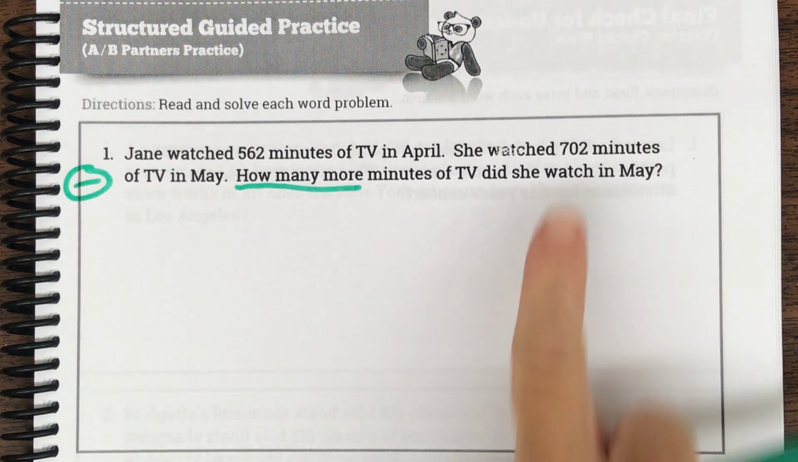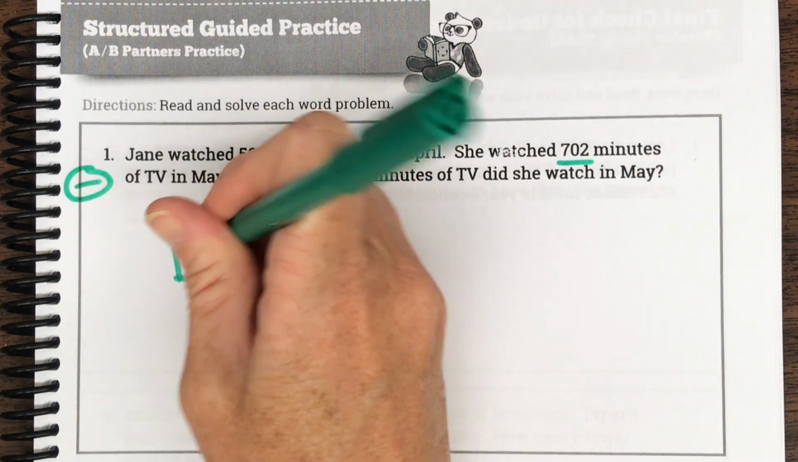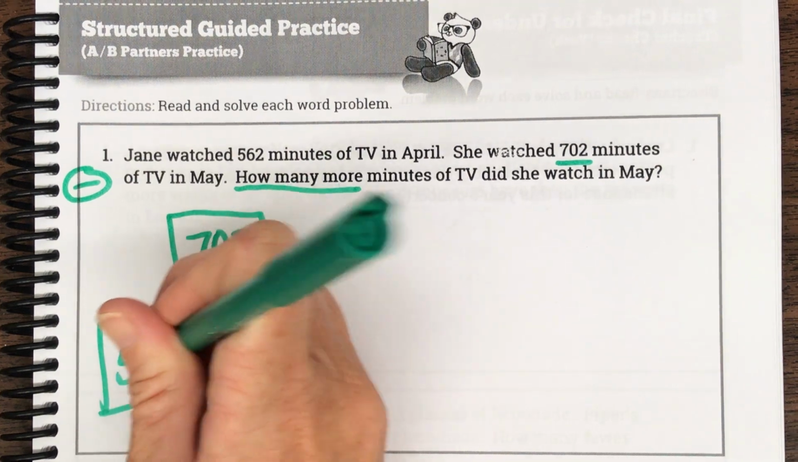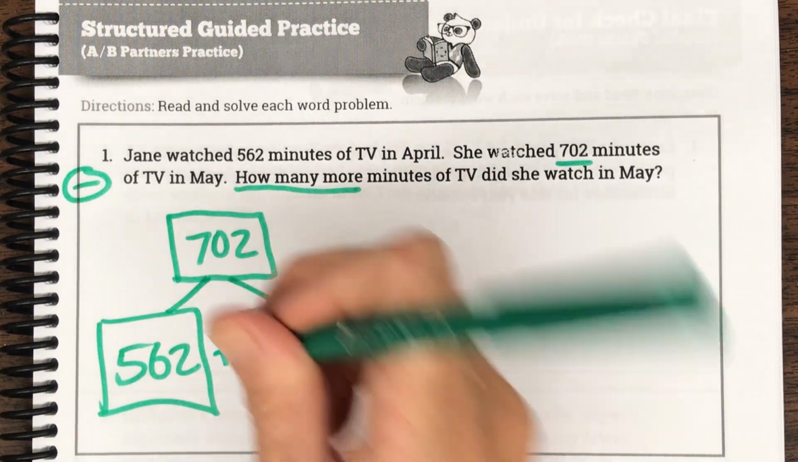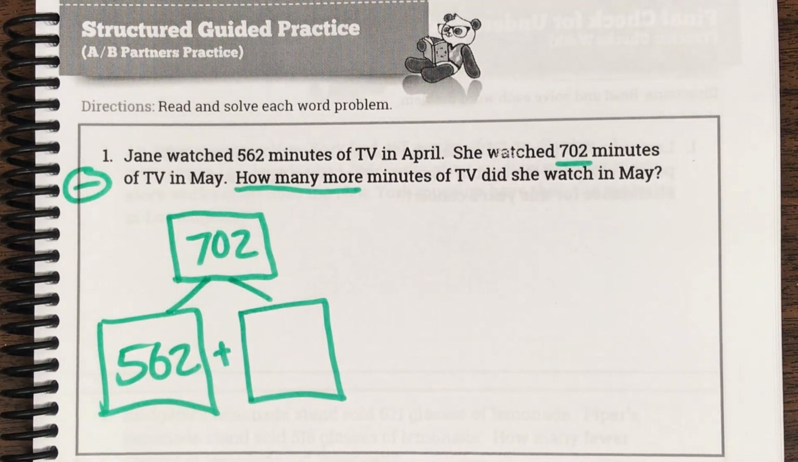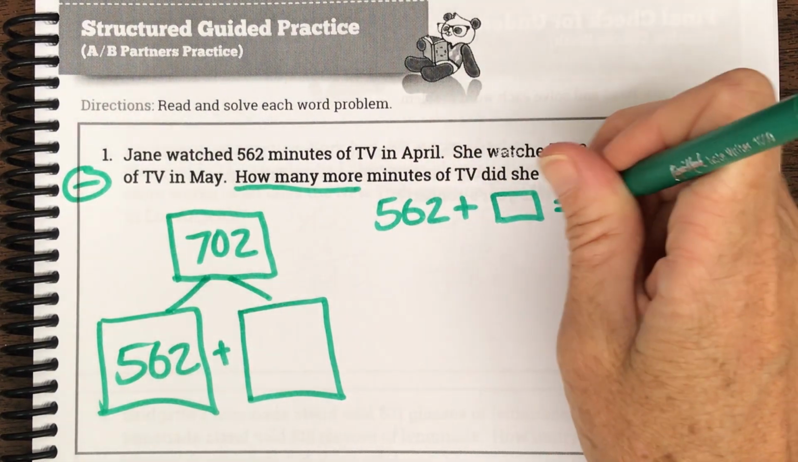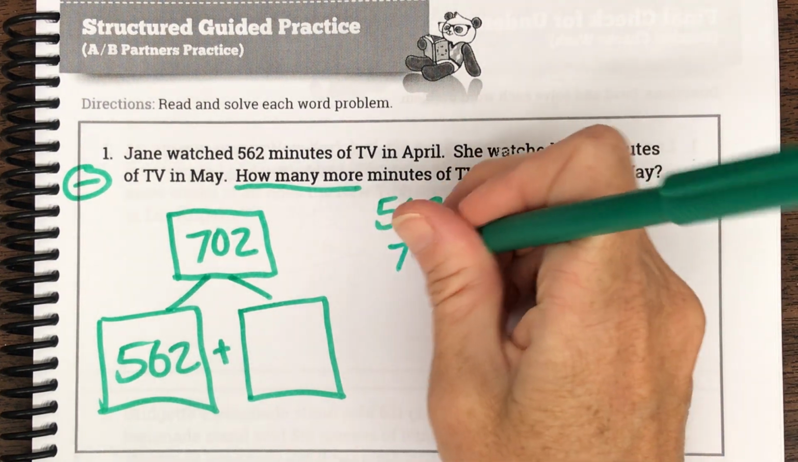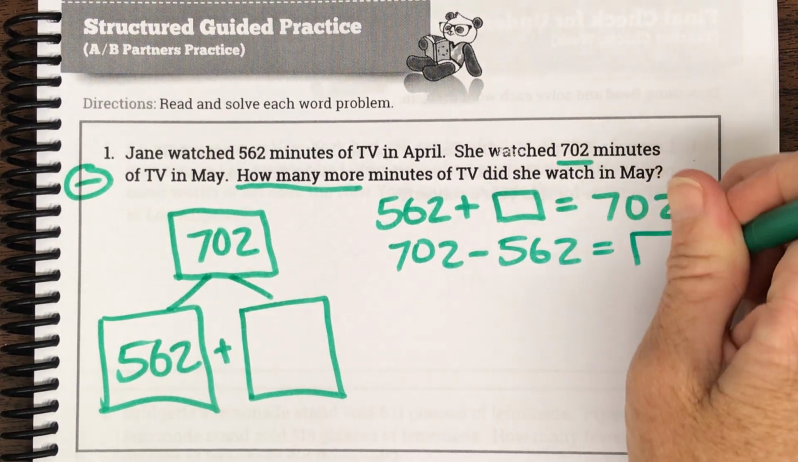Okay, so our whole is our largest number, which is 702. And then we have one of the parts, which is 562. We don't have the other part. We don't know what this other part is. What I do know, though, is 562 plus my other part is going to equal my whole. Now, that also tells me my inverse of this is 702 minus, or take away one of my parts, is going to tell me my other part.